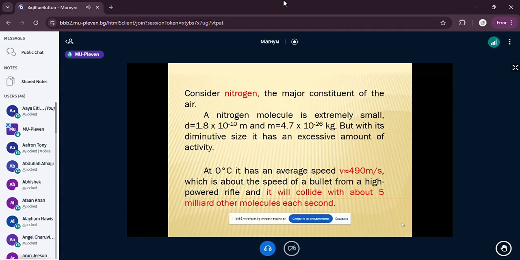But it is excessively active. So it has very big kinetic energy since its velocity is given approximately as 490 meters per second. How to find this quantity? We're not losing time to focus on very important things. I'm just going to solve this problem, if I can call it a problem, conceptually. Conceptually means in the form of an equation.